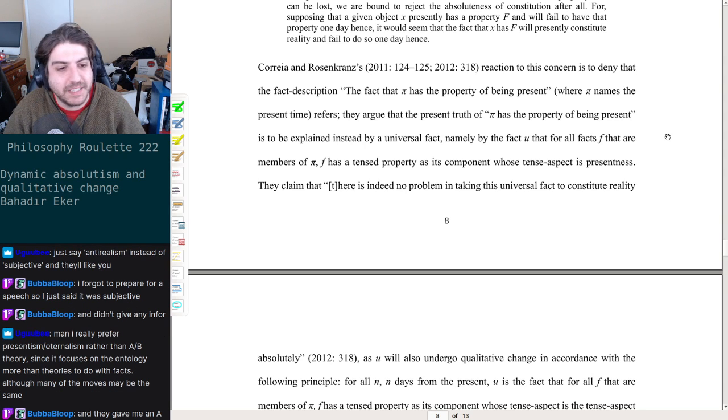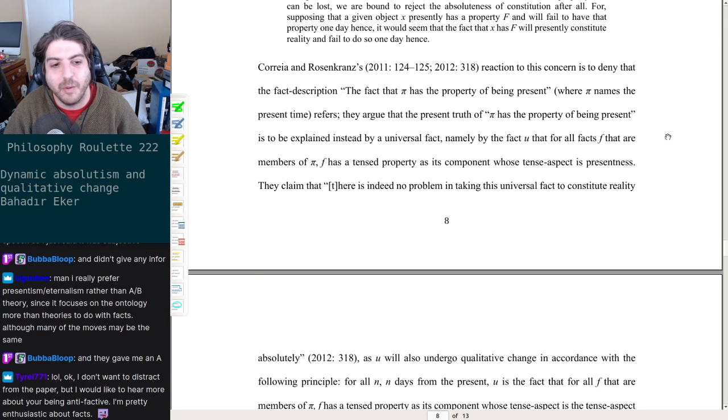Uguri prefers presentism, eternalism rather than A/B theory, since it focuses on the ontology more than theories with facts, although many of the moves may be the same.